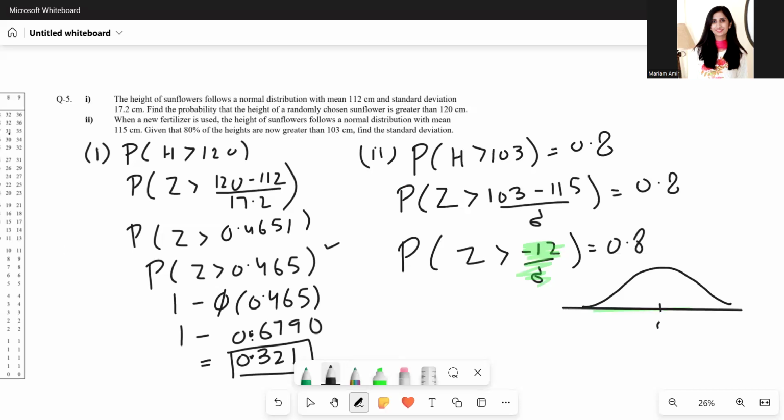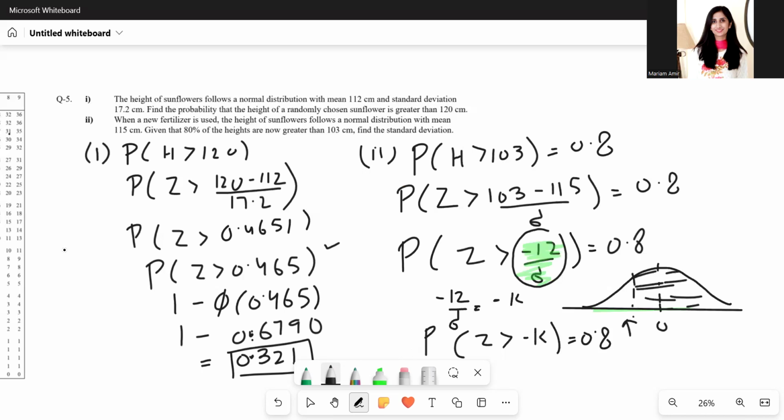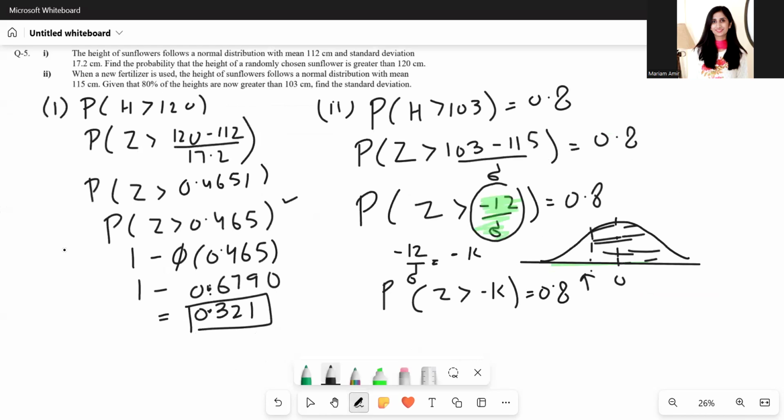We know in the middle there's a 0, and the probability of greater than 0 is 0.5. Here the probability is 0.8. That means it's slightly towards the left of 0, which means this z-score is now negative. So we can write minus 12 upon sigma is actually a negative value, and then replace that with negative k. So we know that this simplifies to phi k equals 0.8.